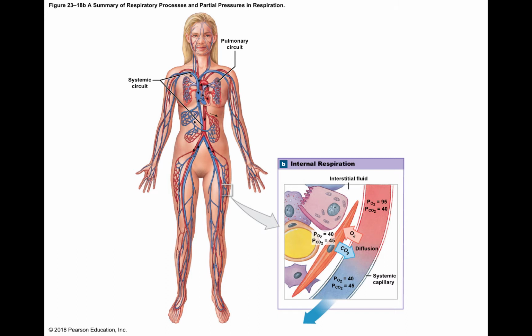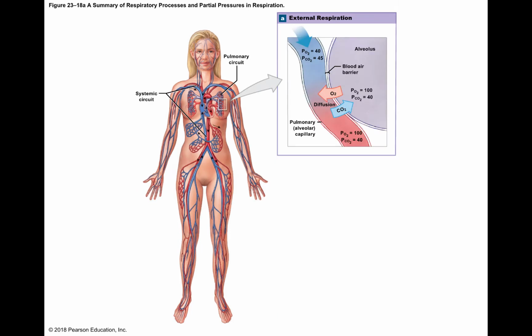And as it's doing that, the partial pressure in the blood starts to drop. It drops and drops and drops. It drops down to 40. It's not going to go any lower than what the tissues is. Okay? So now we have deoxygenated blood. The partial pressure of oxygen is low because we don't have as many oxygen molecules. The PO2 is only going to be 40. And then that blood is going to go back up to the heart.